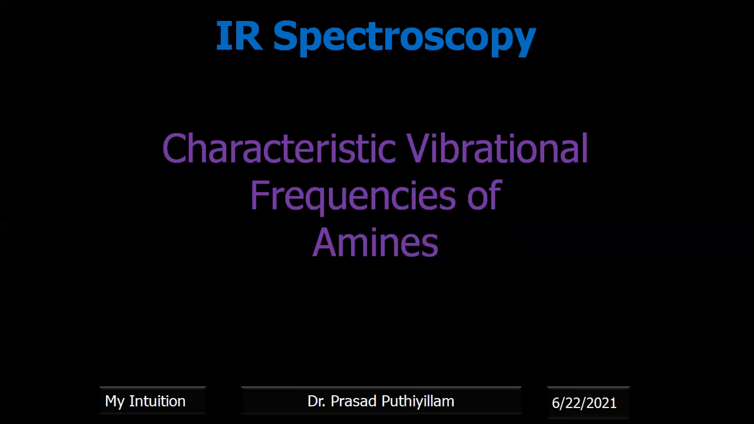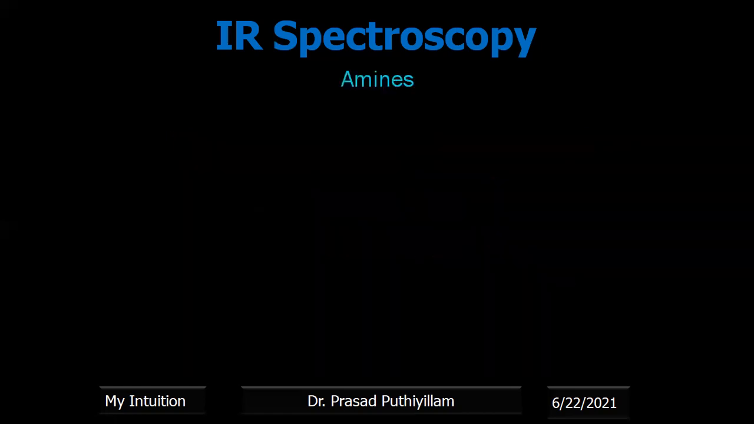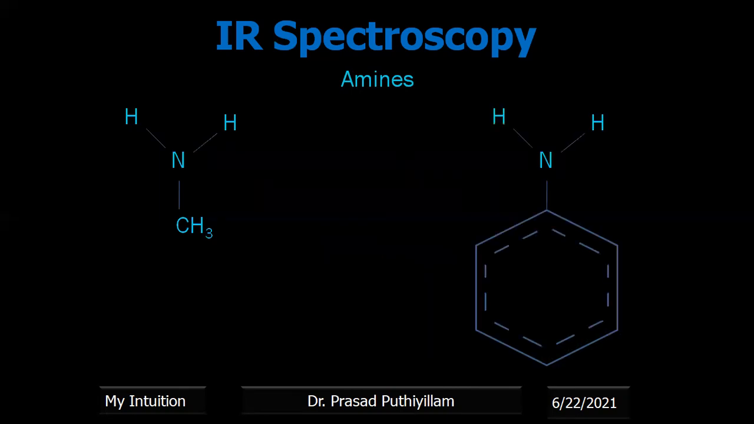Now, characteristic vibrational frequency of amines. Amines are similar to hydroxyl. They can give hydrogen bonding. Okay, amine, it may be NH2. It is a derivative of ammonia, NH3. So if one hydrogen is replaced by an alkyl group, it becomes a primary amine. If it is connected to a benzene ring or aromatic compound, it becomes an aromatic amine. Or if two alkyl groups are connected, it becomes a secondary amine.